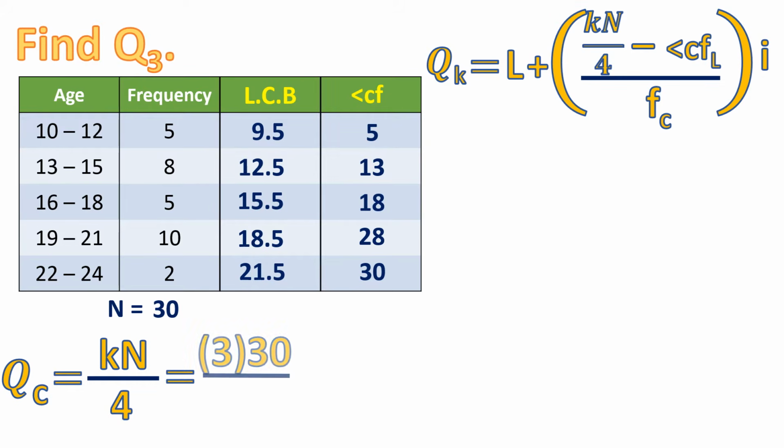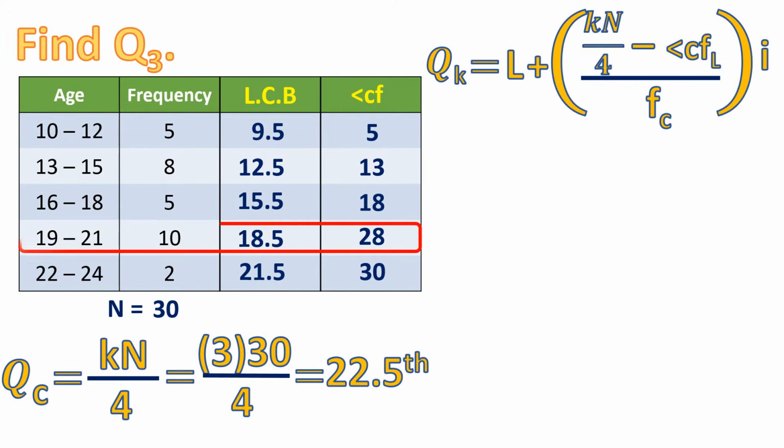So we're going to substitute k is 3 and n is 30, divided by 4. 3 times 30 divided by 4 will be 22.5, which is the 22.5th number. That's what we are looking for. And we're going to look for the 22.5th number from the less than cumulative frequency. So this number is in between 18 and 28. And we always choose the bigger number, which is 28. So we're going to use this row.